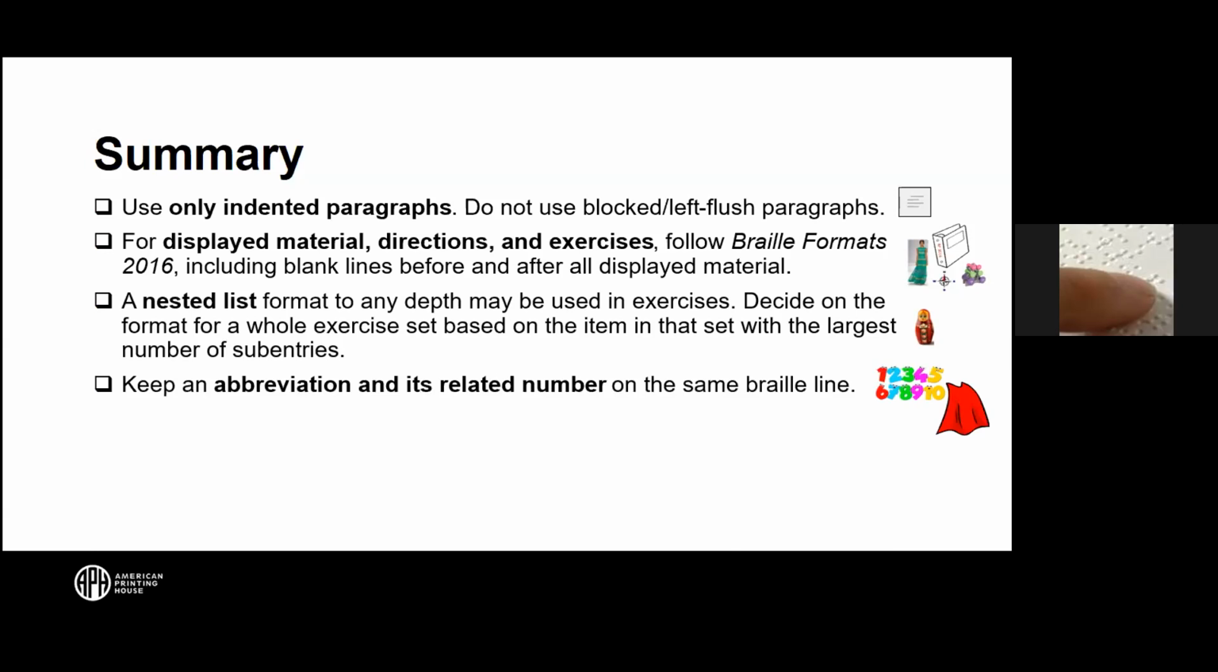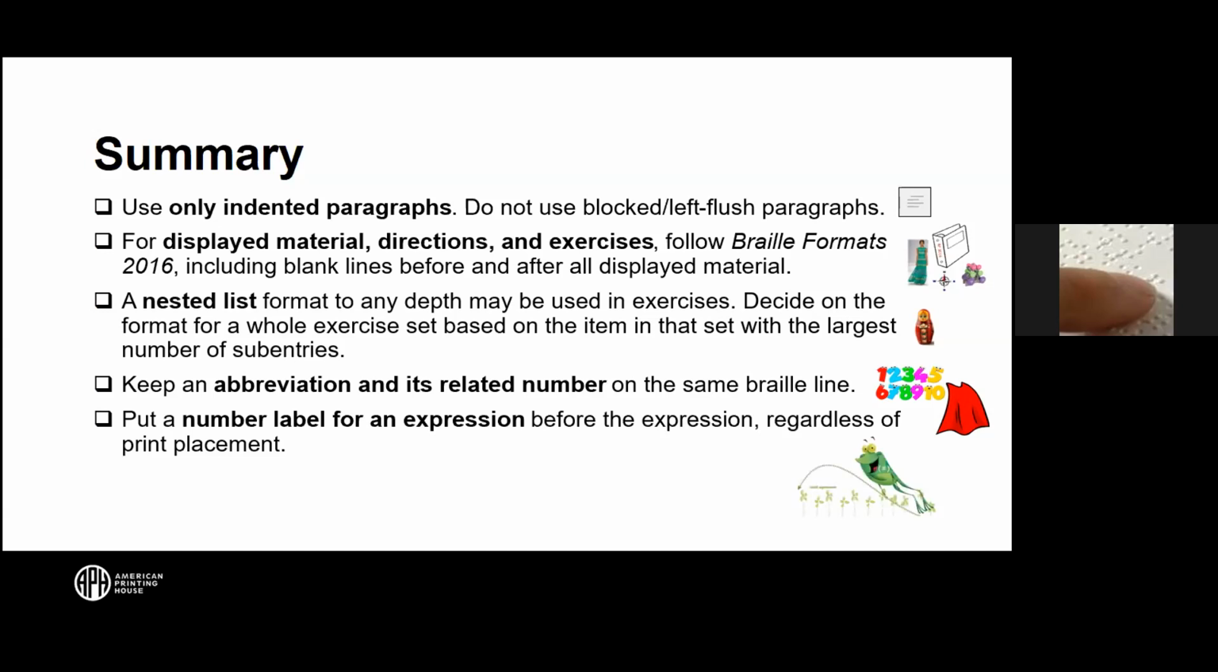We have been instructed by BANA to keep an abbreviation and its related number, or a number and its related abbreviation, together on the same Braille line. So the Braille user doesn't have to read a number and then get all the way down to the next Braille line before they say, oh, it's in centimeters as opposed to kilometers. And we put a number label for an expression before the expression. So if there's just a little label for an expression that says, hey, this is formula number 72, we're going to put that before the expression. That's something that BANA has explicitly told us to do.